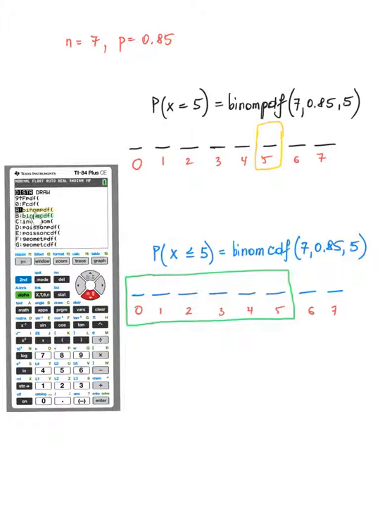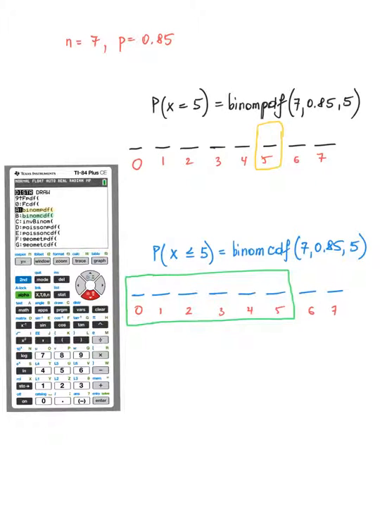Option A, Binomial PDF, option B, Binomial CDF. So what is the difference between them? Let's say we have number of trials 7 and probability of success of 0.85. If I want to know the probability that x is exactly 5, means I have exactly 5 successes in 7 trials, I will use Binomial PDF to compute that probability. It will only find the probability of this one value of 5 successes.